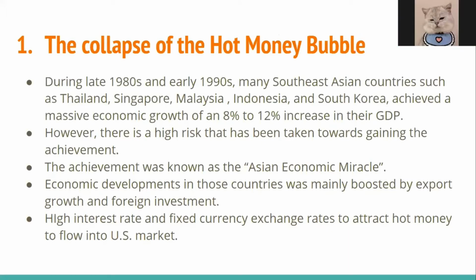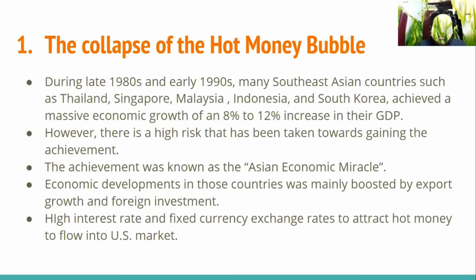The causes of the Asian financial crisis are complicated and disputable. The major cause is considered to be the collapse of the hot money bubble. During the late 1980s and early 1990s, many Southeast Asian countries, including Thailand, Singapore, Malaysia, Indonesia, and South Korea, achieved massive economic growth of 8% to 12% increase in their gross domestic product, which is GDP. The achievement was known as the Asian economic miracle.